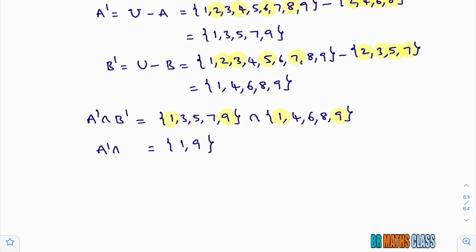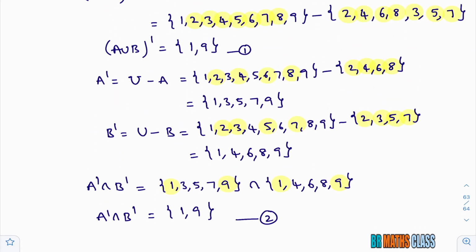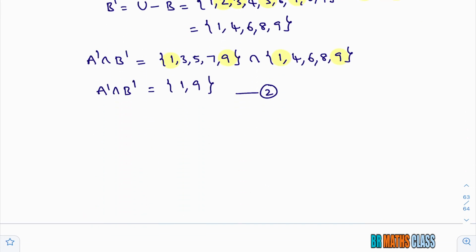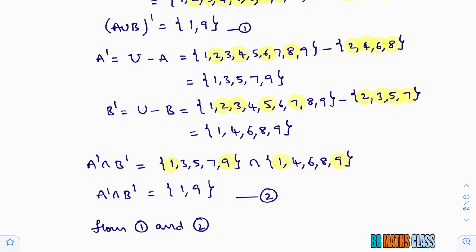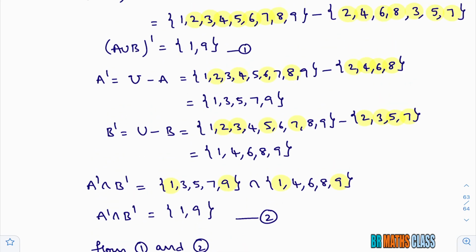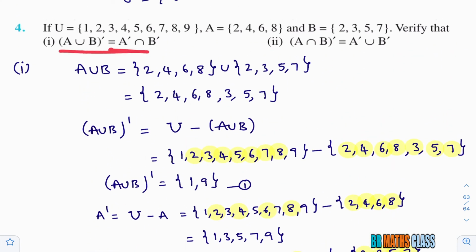So what is A dash intersection B dash? I will call it 2. You observe 1: A union B whole dash is the set 1, 9. A dash intersection B dash is also the set 1, 9. So from 1 and 2, what can I conclude? A union B whole dash is equal to A dash intersection B dash. Hence, we verified the first bit. A union B whole dash equals A dash intersection B dash.